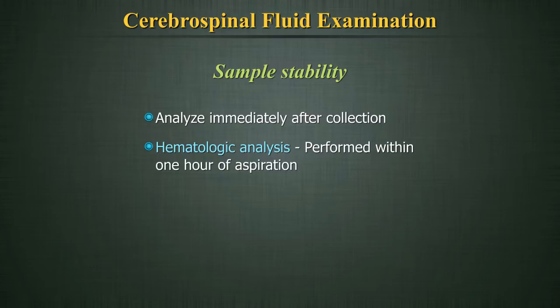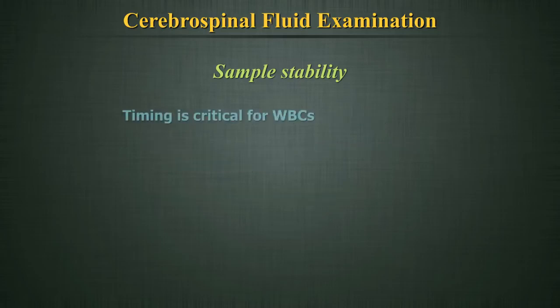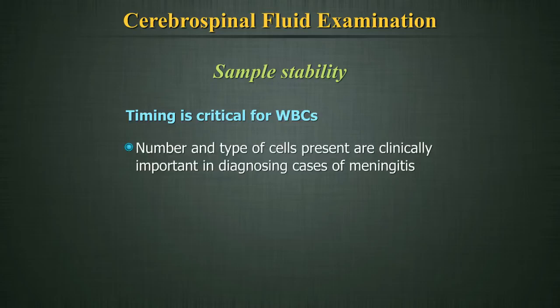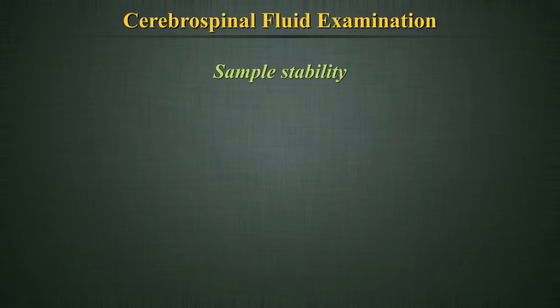Hematologic analysis of CSF samples should be performed within 1 hour of fluid aspiration. Red blood cells and white blood cells have limited stability in CSF because CSF is hypotonic and cells can rapidly lyse. Timing is especially critical for WBCs since both the number and type of cells present are clinically important in diagnosing cases of meningitis as well as detecting CNS leukemic involvement.